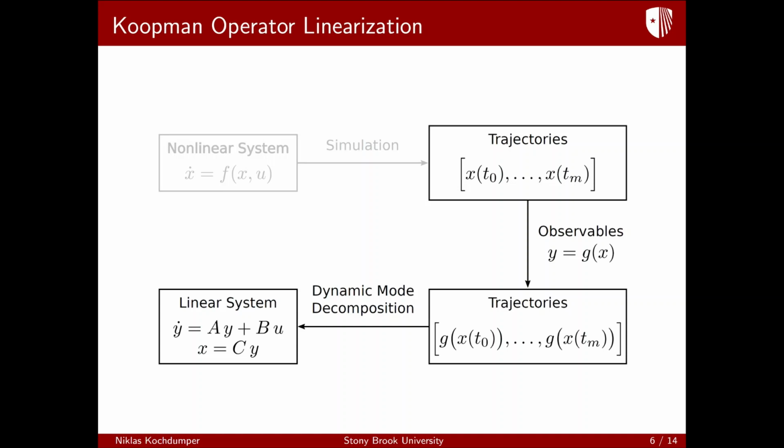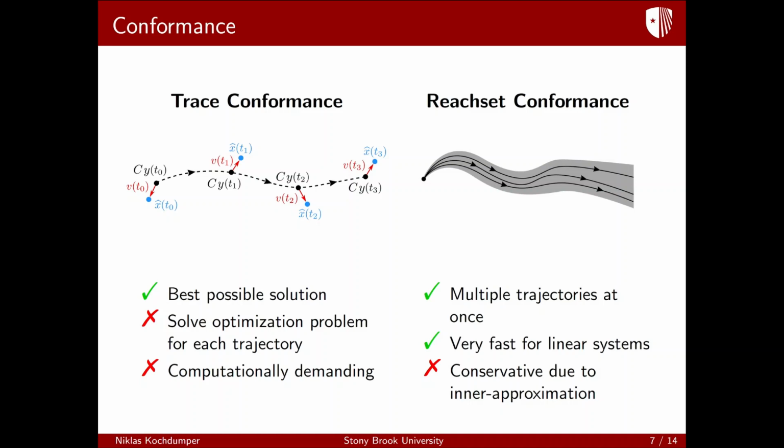So that's basically how to calculate the nominal model using Koopman linearization. Now finally to our approach, which is, once we got this nominal model, how to make it conformant with all measurements we have from the system. And for conformance, there are basically two big types, which are trace conformance and reach-set conformance.